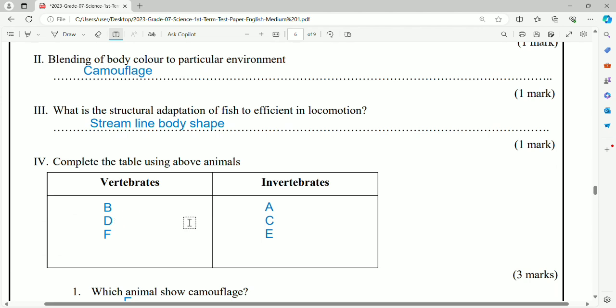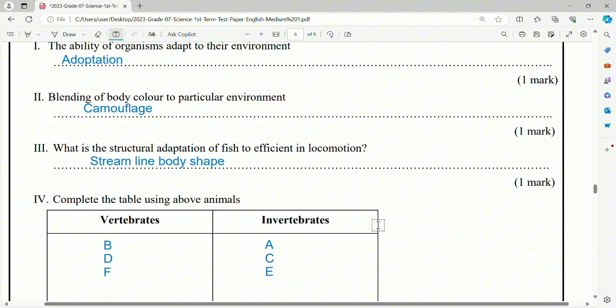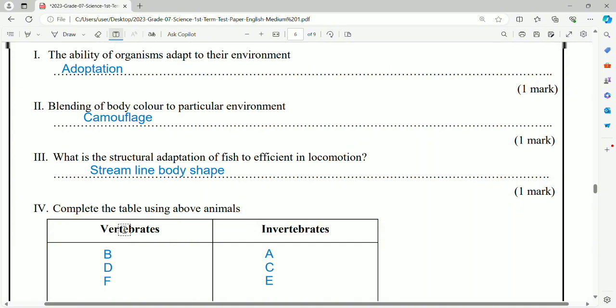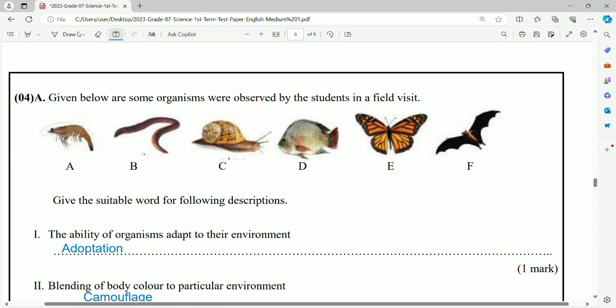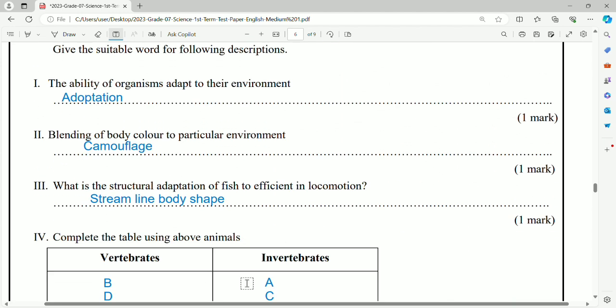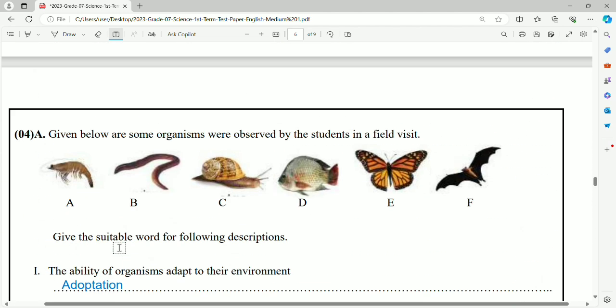Then we have to classify vertebrates and invertebrates. Vertebrates mean animals with a backbone. Invertebrates are without a backbone. If it has bones, it actually contains a backbone. Here we need not write the actual name. If a letter is given, we have to write the letter. Vertebrates: B, D, F.